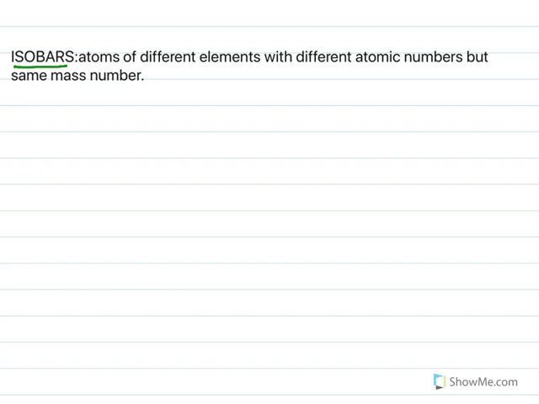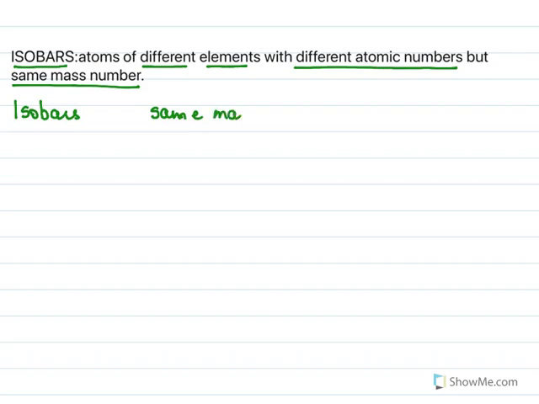Now isobars. Isobars are atoms of different elements with different atomic numbers but the same mass number. So let's write that again. So we have isobars. They have the same mass number. That means protons plus neutrons is the same, but different atomic number. The number of protons is different.